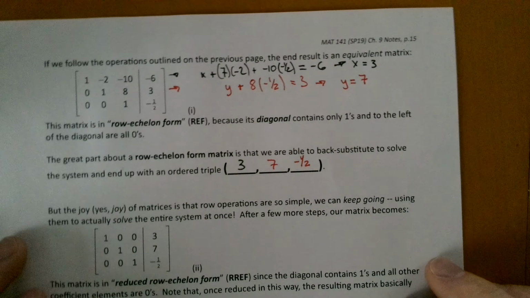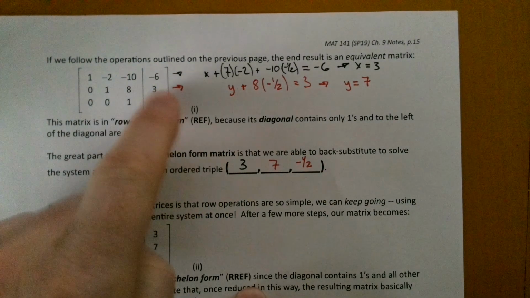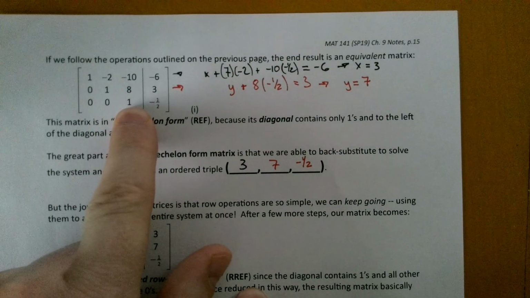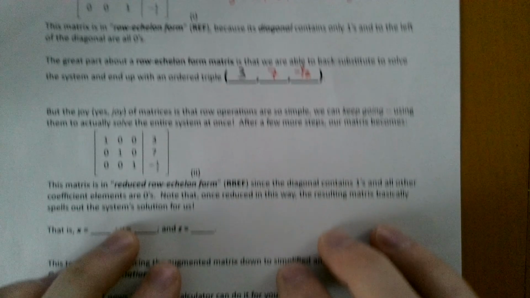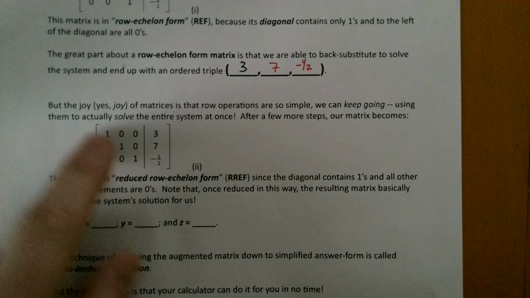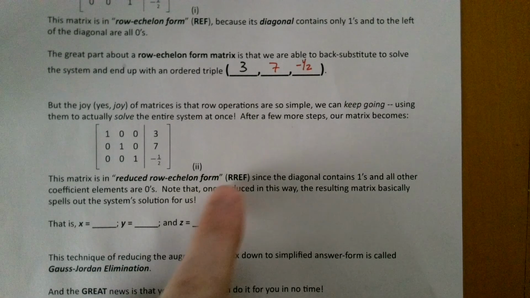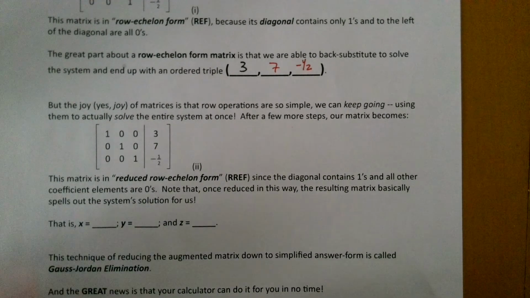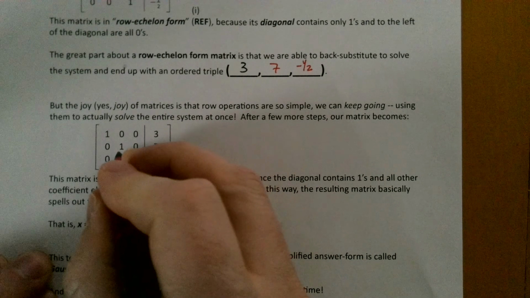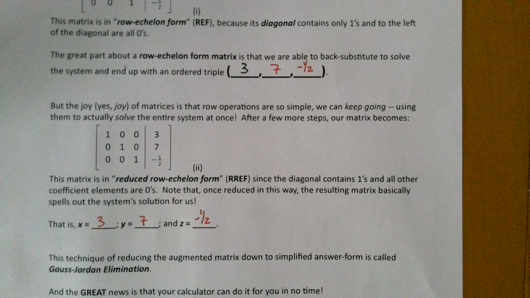That row echelon form, which is what we call this, means we're able to use back substitution, because we have ones on the diagonals. So the very last row gives us one of the solutions. But there's an even simpler matrix where we could have continued those row operations to get only ones along the diagonals. This is reduced row echelon form, RREF. And here it very clearly shows us that x equals 3, y equals 7, and z equals -1/2. Now, the work to get there, we haven't shown here.